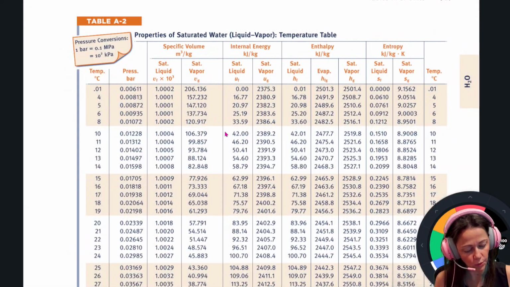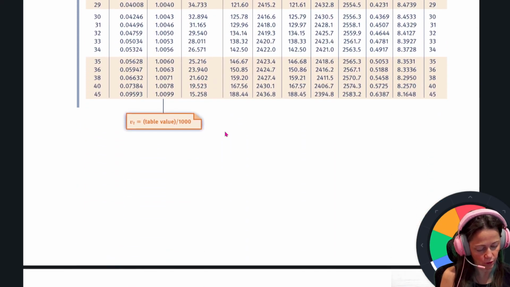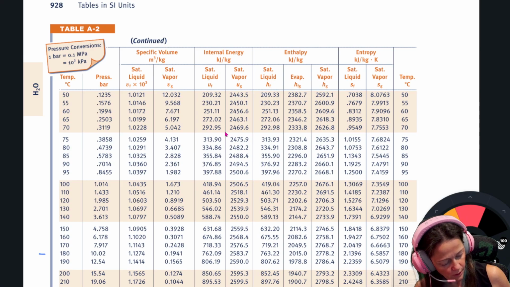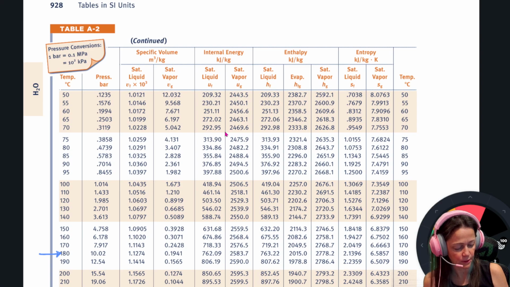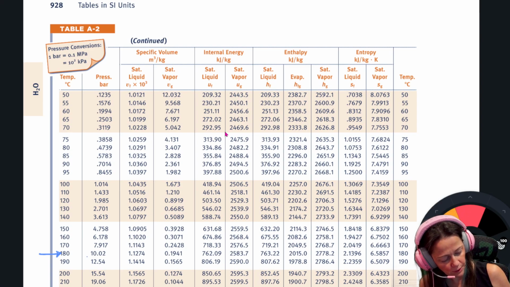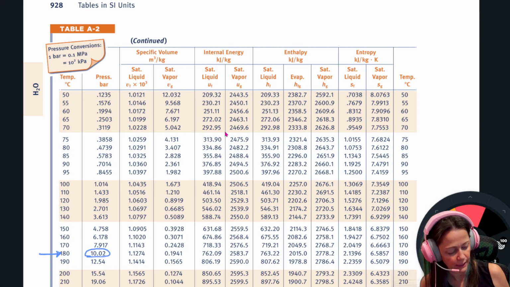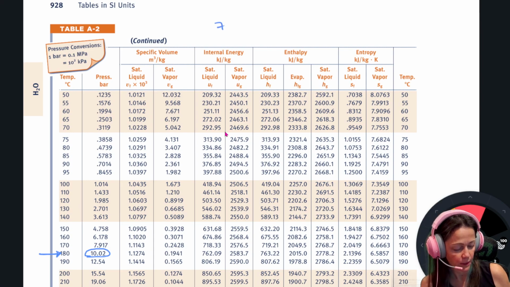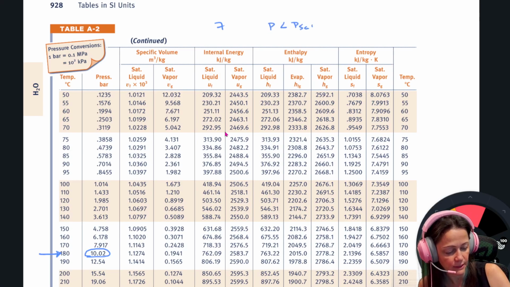So the first thing that you want to do is go to your saturated tables to figure out what phase you're in. So 180, I'm going to A2. I could have gone to A3, it doesn't really matter, because A3 is organized by pressure, but we'll go both ways to make sure. So at 180 degrees, if it were saturated, my pressure would have to be 10.02 bar, and I'm at 7 bar. So my pressure is less than PSAT, so I know that it's superheated.